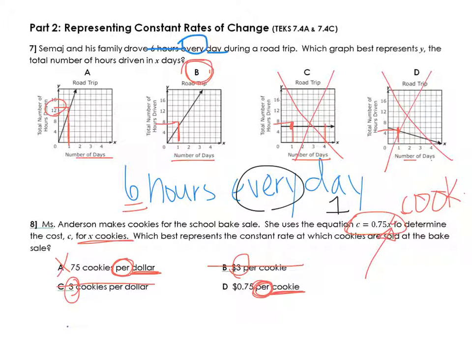Okay, this would be the equation of 75 times the cost equals x cookies. That is not what we are doing here. D is 75 cents per cookie, so that would be multiplying the 75 cents times x, which is cookies, to get a total cost. So D should have been my correct answer.